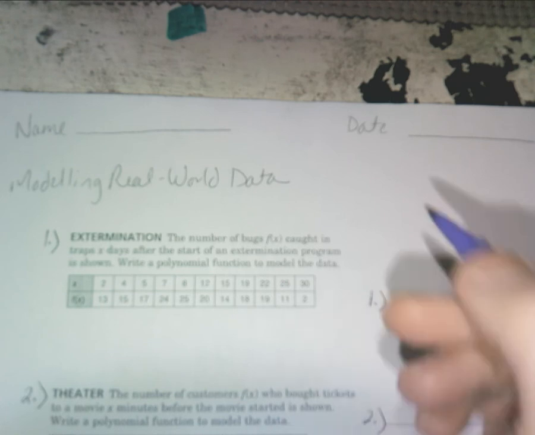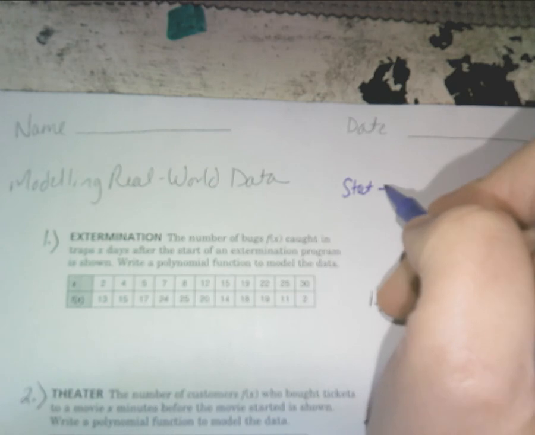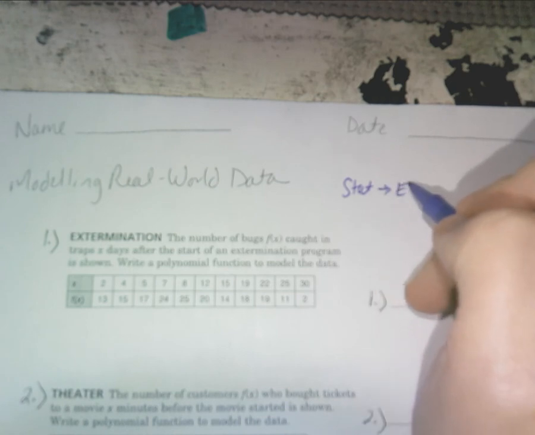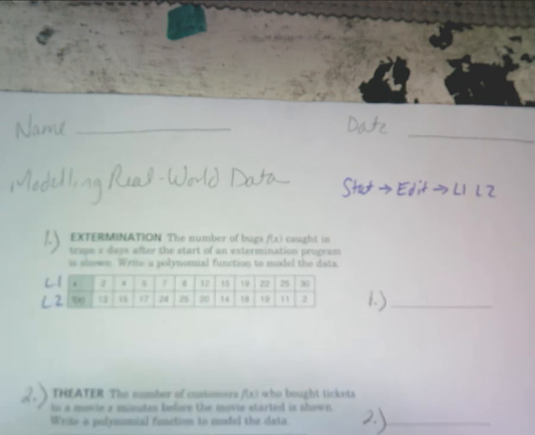Okay, so you are going to right now enter this data into your stat, edit, list 1 and list 2. So your X should always be your list 1 and your Y should always be your list 2. I will enter it also with you.